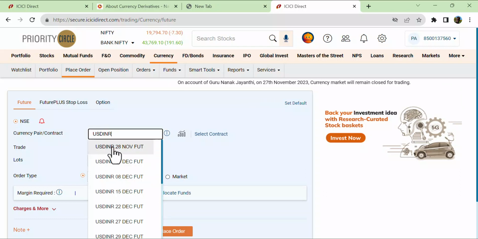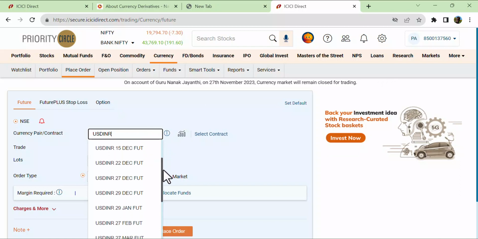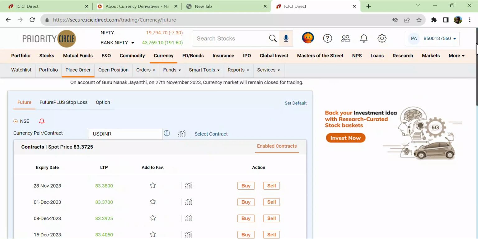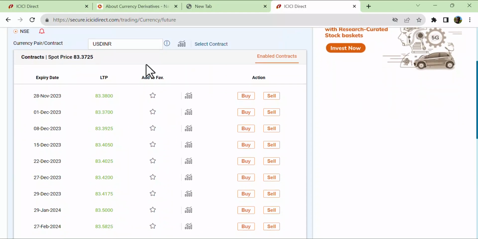Just put USD, and you will get it. Now you will have a lot of choices. You can even look at here rather than looking at here. So now you can see the spot price is 83.3725.